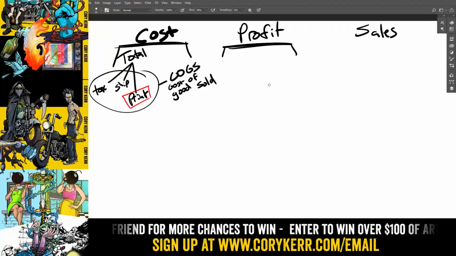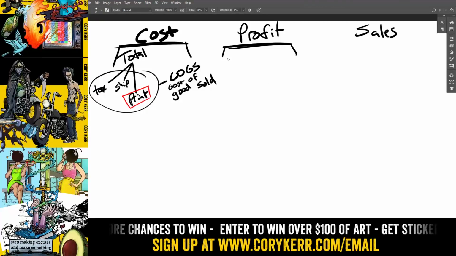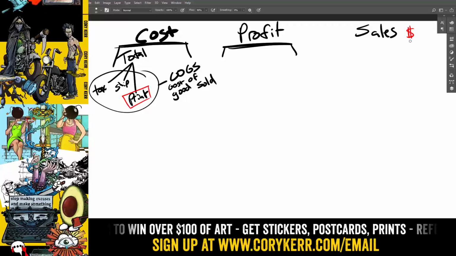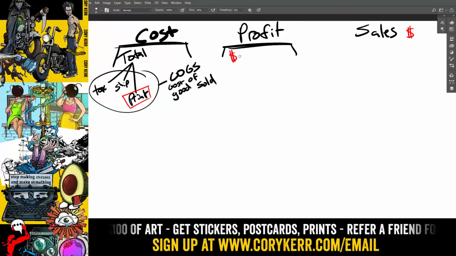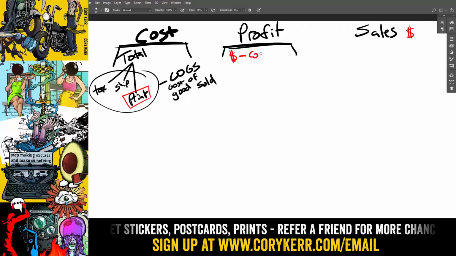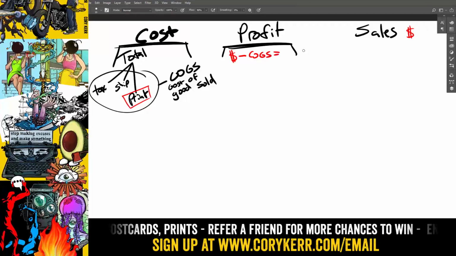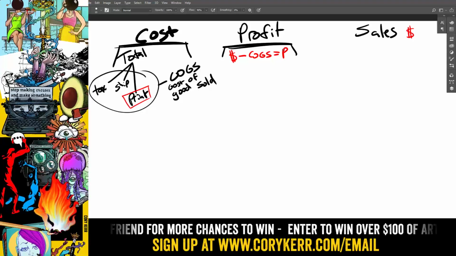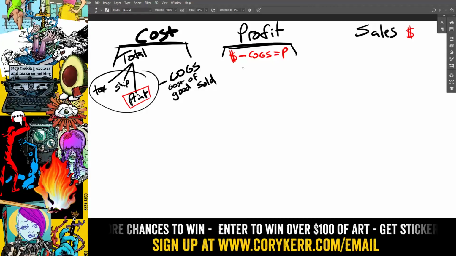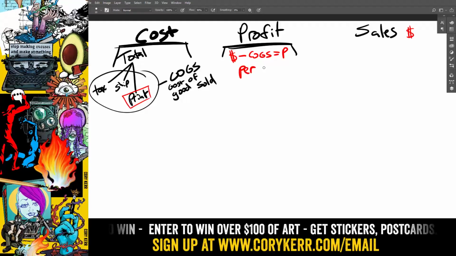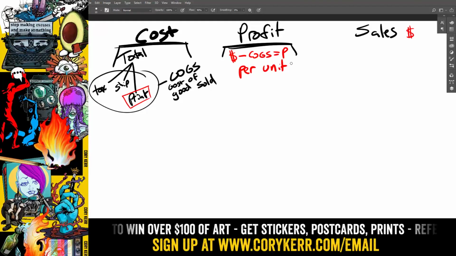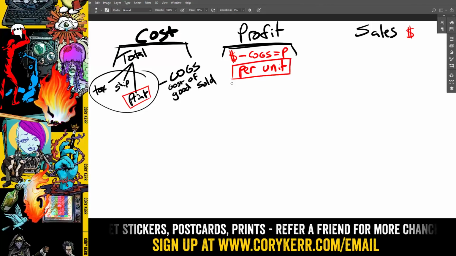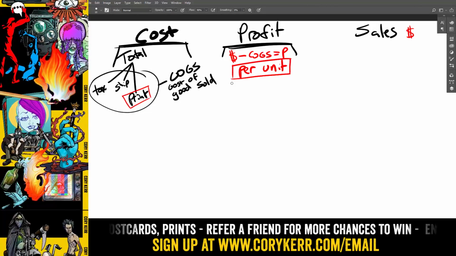And so profit is how much you sell it for, over here, minus your COGS, and that equals profit. Okay? We'll talk a little bit more about that, but I want to talk about profit on a per unit basis, because that's a very valuable way to calculate things. So we're going to talk about how that works.